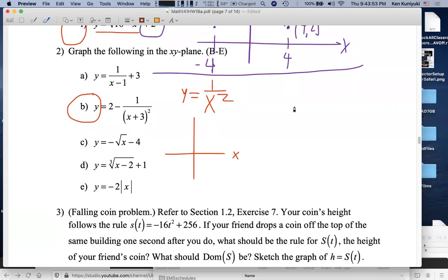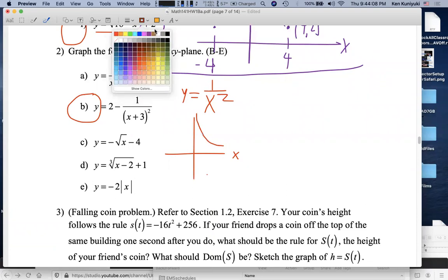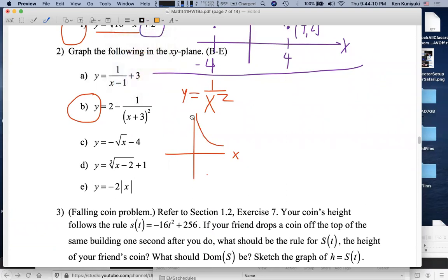Now, as x increases towards infinity, this thing is going towards 0. This piece here is going up, up, up, up, up. All right, it's got past the vertical line test. And there is an asymptote. It's a VA. And there will be an HA as well.